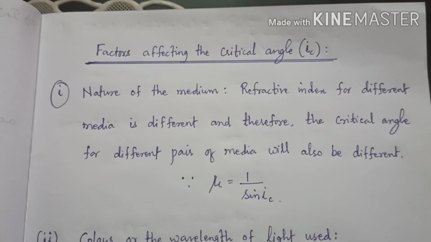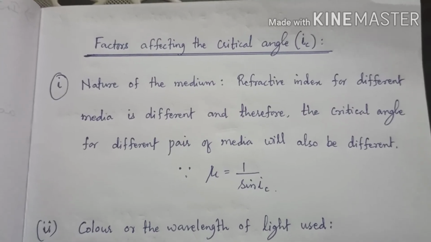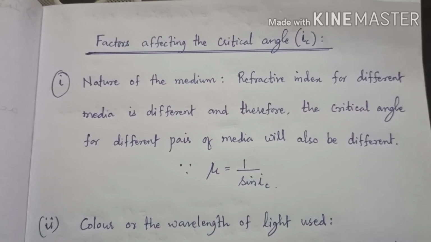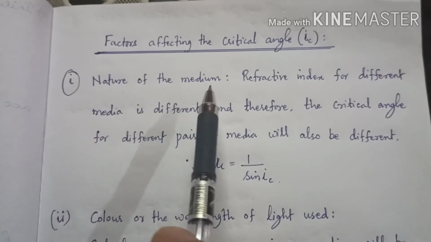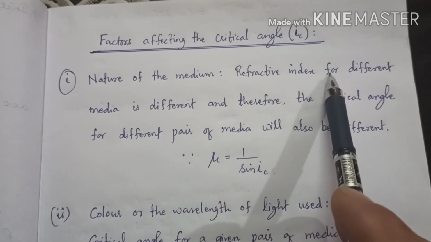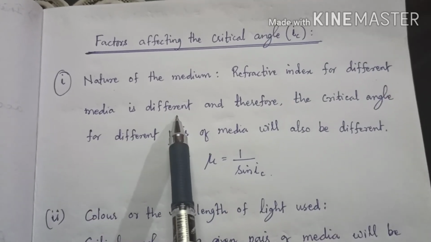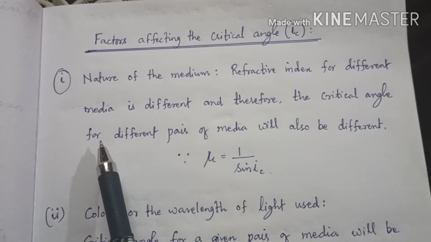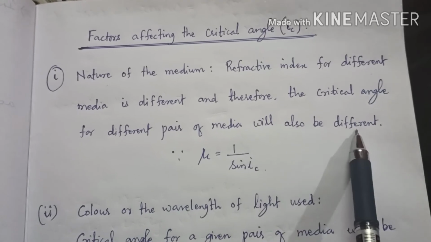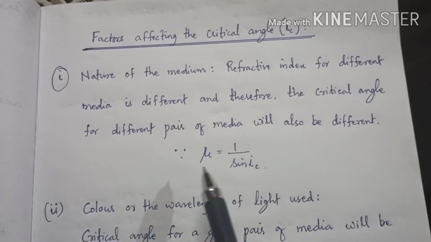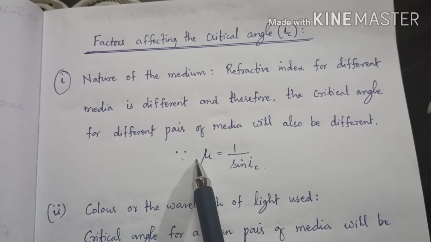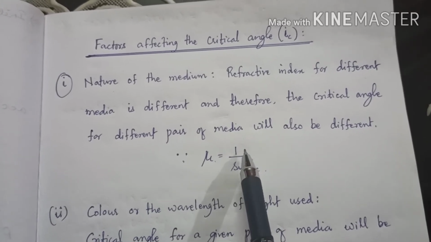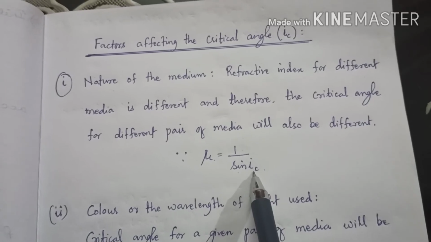Now let us discuss the factors affecting the critical angle for a given pair of media. Now the first factor is the nature of the medium. The refractive index for different media is different, and therefore the critical angle for different pairs of media will also be different. Now we know this relation: the refractive index of the denser medium with respect to the rarer medium is equal to 1 by sine iC.